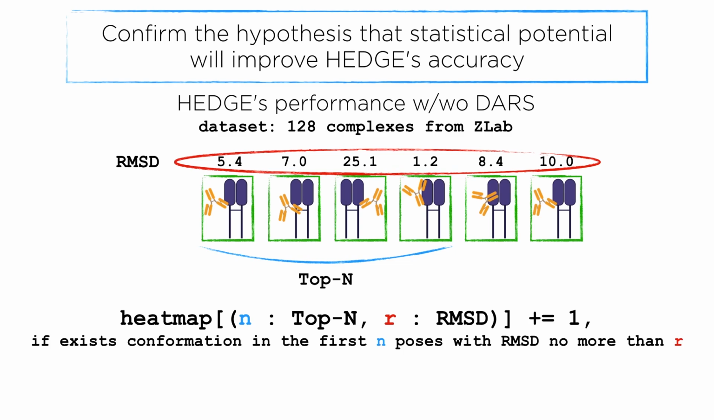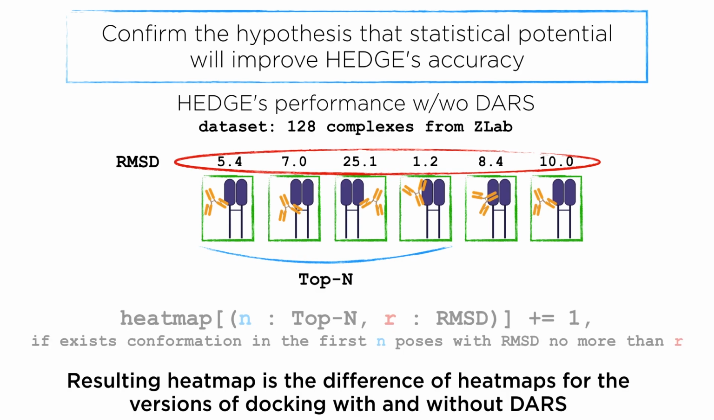And each complex contributed a 1 to a certain cell of the heat map if and only if there exists a conformation in the first n poses obtained after docking with RMSD no more than R to the native complex. And we built those heat maps for the version of Hedge that uses DARS and for the version of Hedge that doesn't use DARS. Actually, the resulting heat map that you will see is the difference between those heat maps.